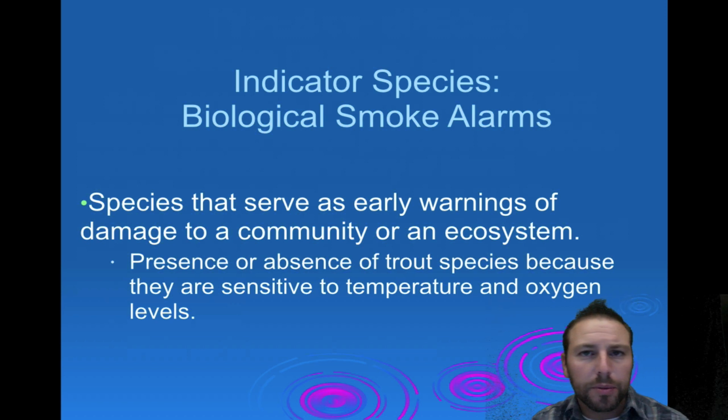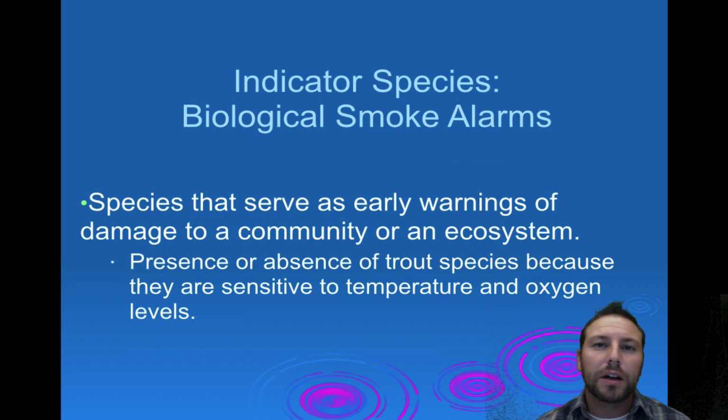The first type of species that we're going to be looking at is our indicator species, also known as biological smoke alarms.